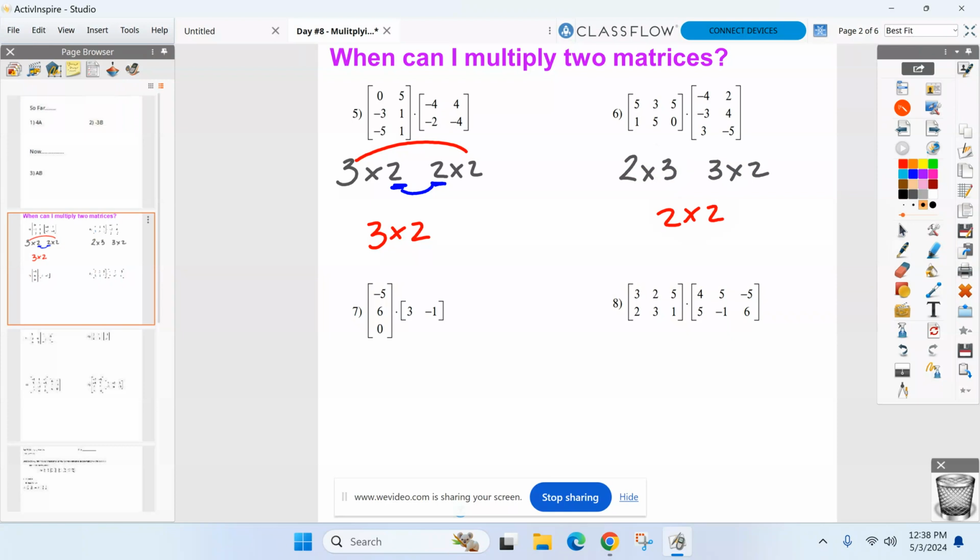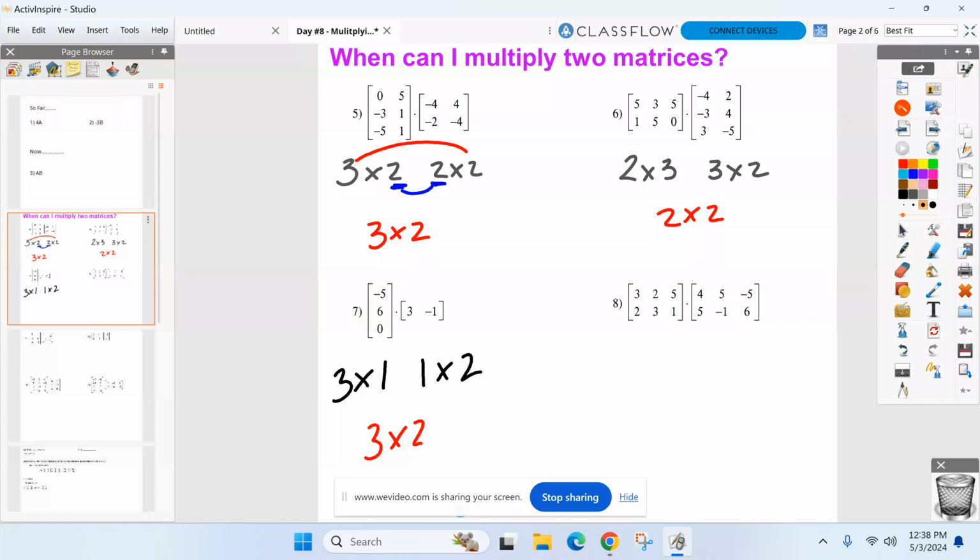Let's go a couple more here. What's this one here? 3 by 1. And this one is a 1 by 2. Would I be able to multiply them? Yes. And then my matrix is going to be how big? That's crazy to think about, right? How little this is, and we're going to end up with 3 rows and 2 columns.